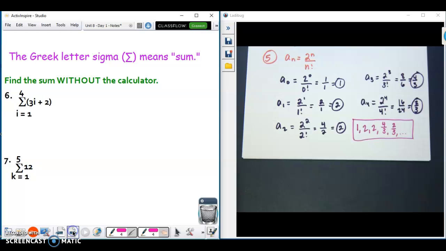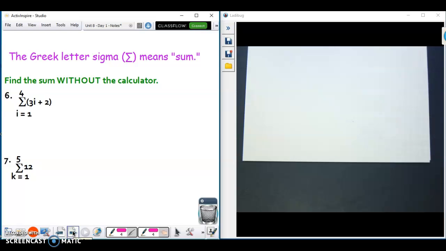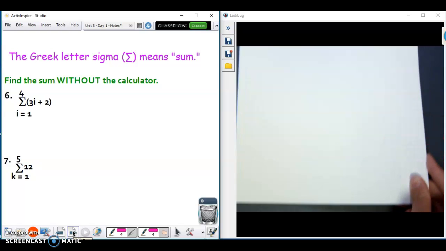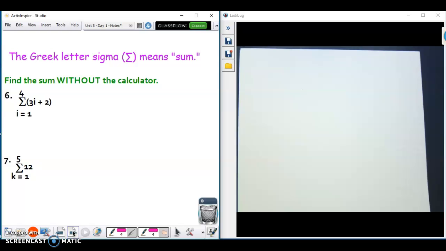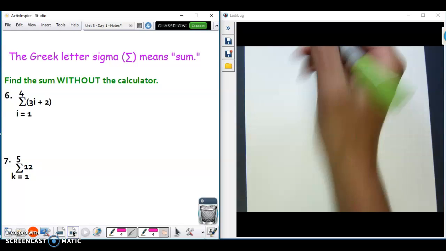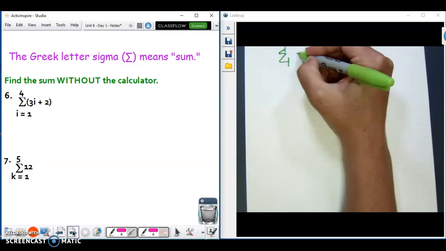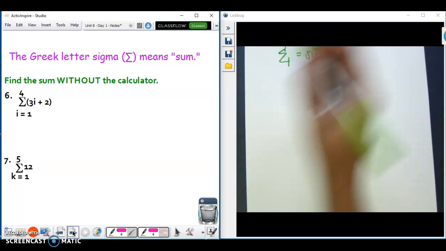Alright, we're going to shift gears a little bit here. So all we talked about so far are sequences. Sequences are just a list of numbers in some type of order. Now we're going to be talking about a sum. So sum means that you're adding these things up. The symbol that we're going to use for sum is sigma. So whenever you see that sigma, that means we're talking about a sum.